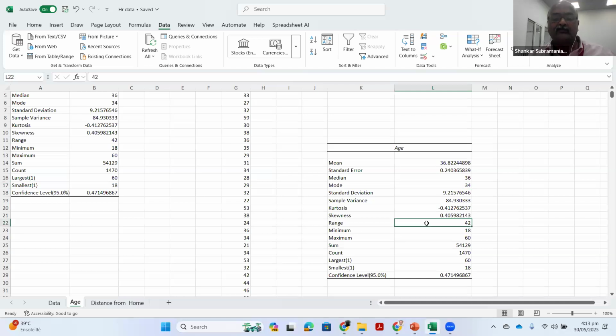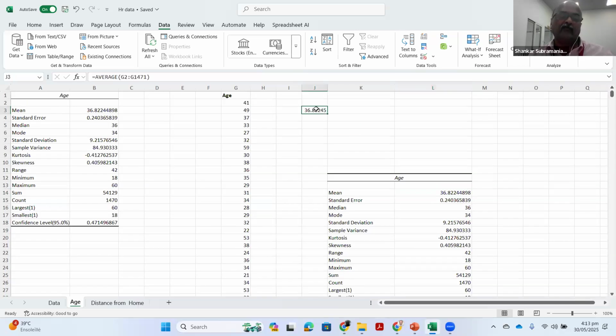The range is 42, and most important, my mean is 36. So what do you understand by this mean for a pharma company? It's very important for you to understand how to use it, rather than just seeing the mean, median, and mode. So what does it indicate, what can you infer, or what can you do about this? If someone can tell me that.